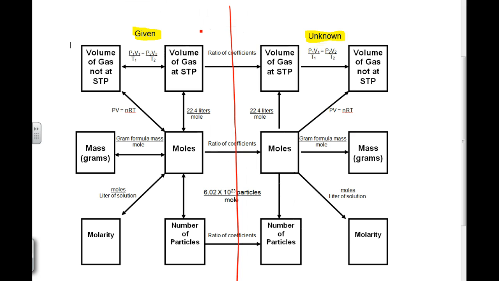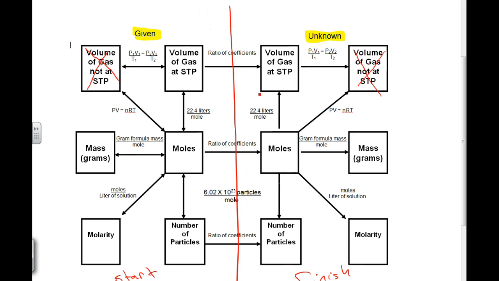Alright, then a few other things that I had you do. I had you write the word start down here. And over here I want you to write finish. We always start on the left and we always finish on the right. Alright, then I had you put X through here and here, because in this class I will always give you the volume of the gas at STP. Alright, and then the rest of them were just fine.